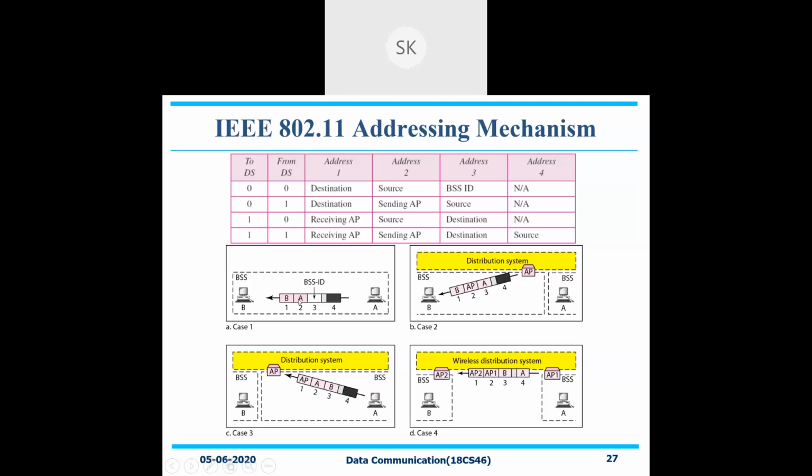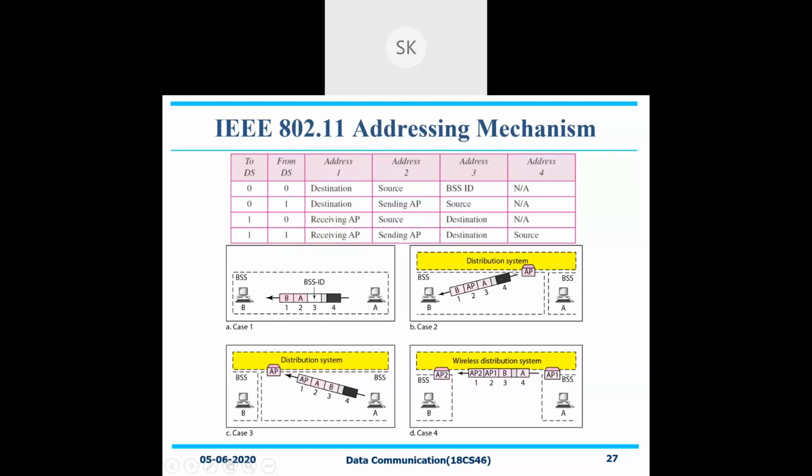See here, case 1, case 2, for better understanding. Case 1 is 0 0. See here, B followed by A, that is, the destination and source are received. The next point is the BSS ID. That is what will be mentioned and sent.